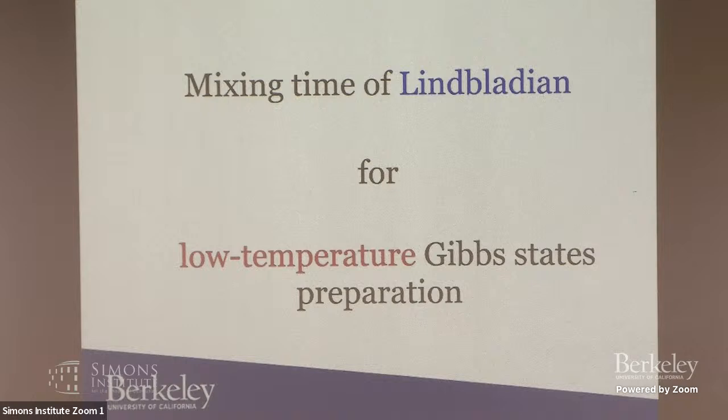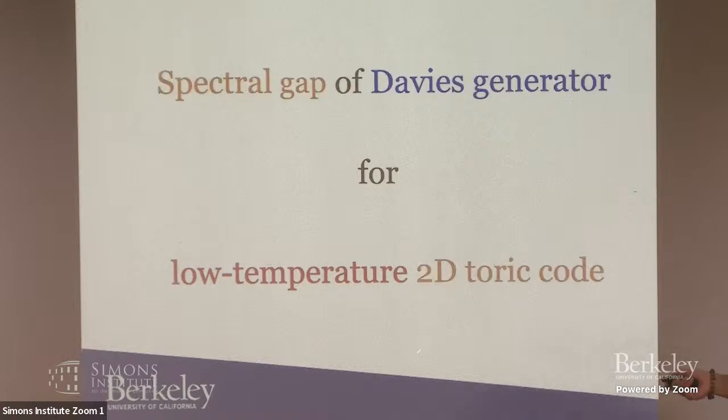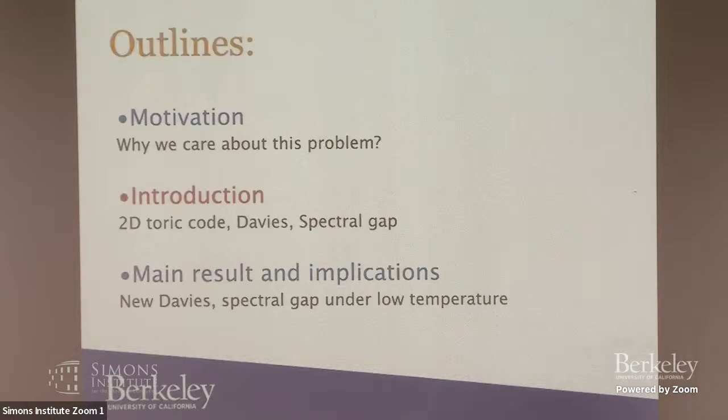However, I have to admit, in general, this problem is super hard. In this paper, we take one step. We consider the spectral gap of the Davies generator for the low temperature 2D toric code. One thing I want to emphasize is that because the 2D toric code is a local commuting Hamiltonian, the Davies generator can be efficiently implemented on a quantum computer. Also, the spectral gap is almost equivalent to the mixing time. So now I will give a quick introduction to the 2D toric code, the Davies generator, and the spectral gap.